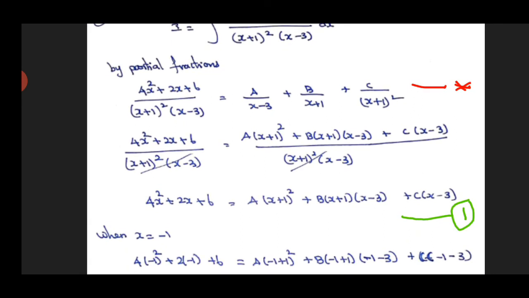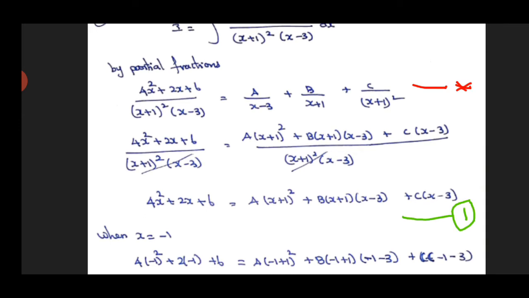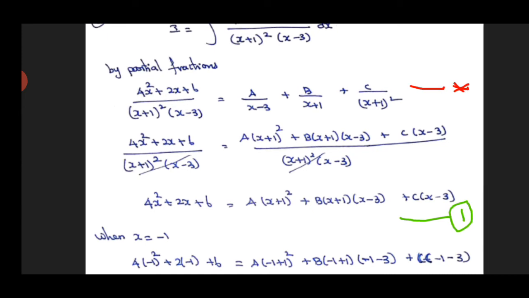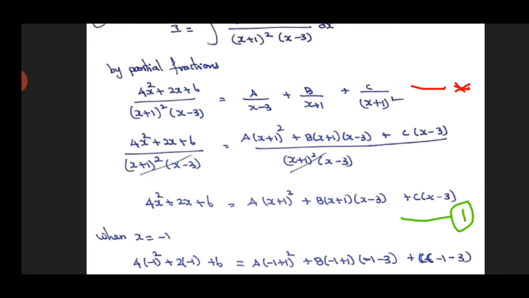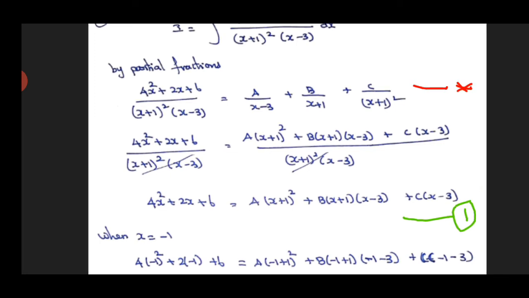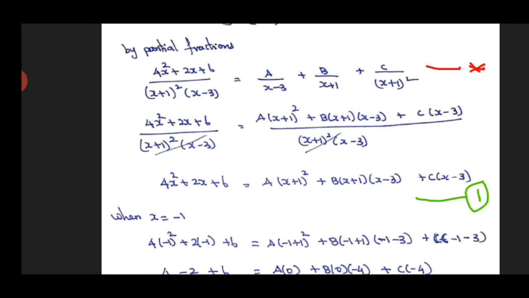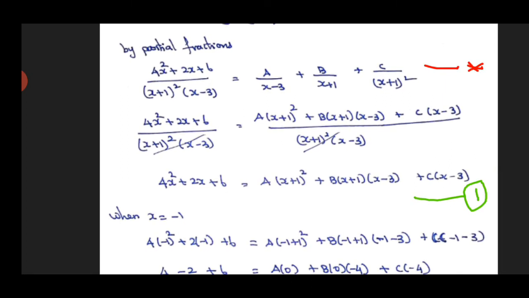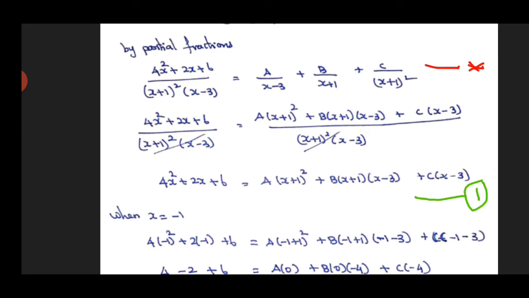In the denominator we have (x plus 1) the whole square into (x minus 3). So what is the linear factor among that? x minus 3. So first write that: a by x minus 3, plus b by x plus 1, the inner part alone, then plus c by the whole part, (x plus 1) the whole square. You know how to take LCM. So when you take LCM, on the right side you have a into (x plus 1) the whole square plus b of (x plus 1) into (x minus 3) plus c of (x minus 3), by (x plus 1) the whole square and (x minus 3).